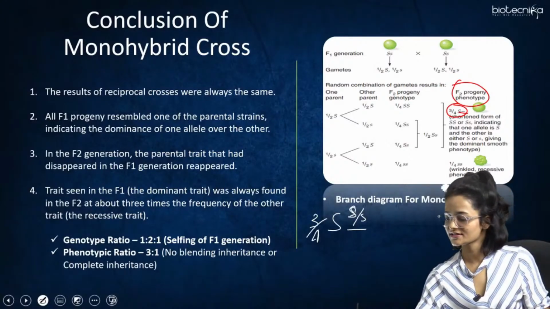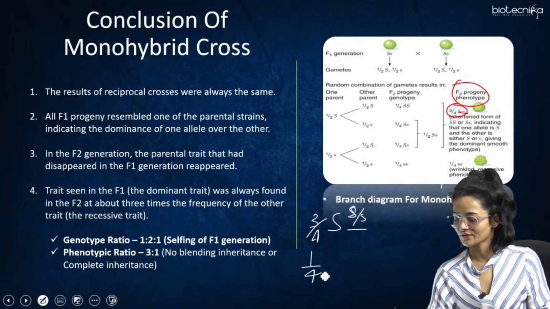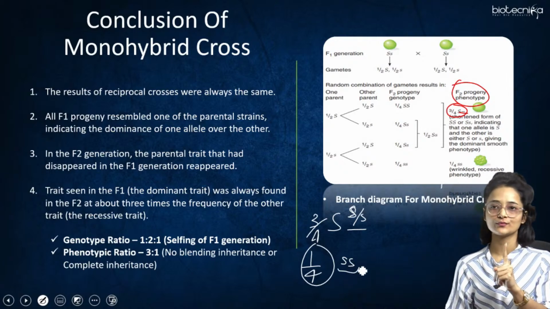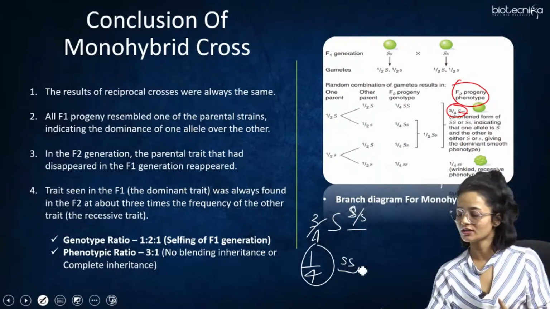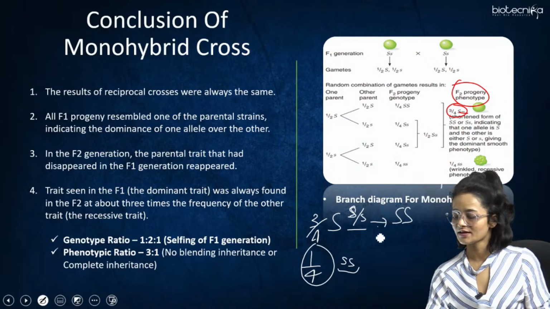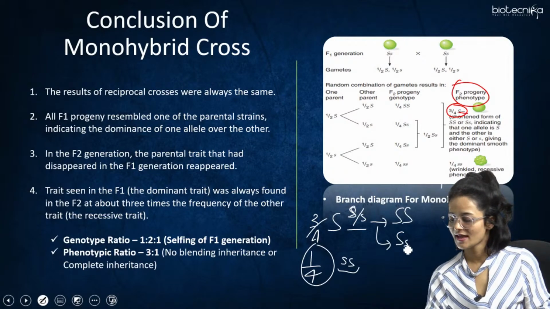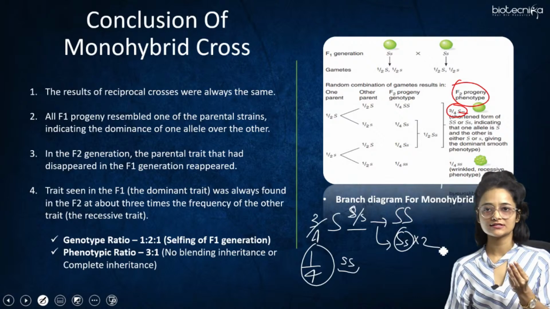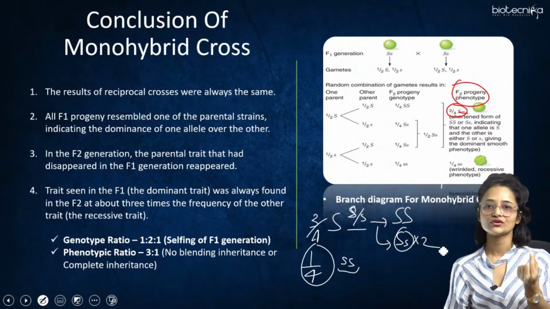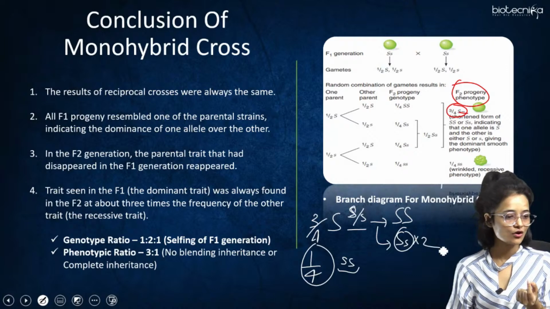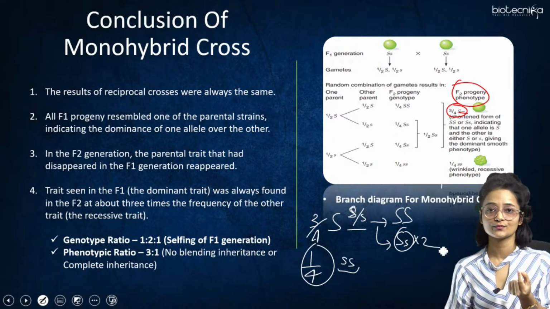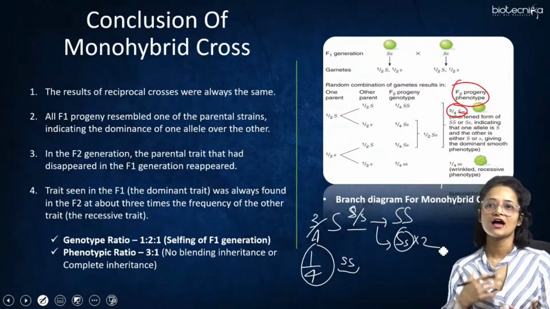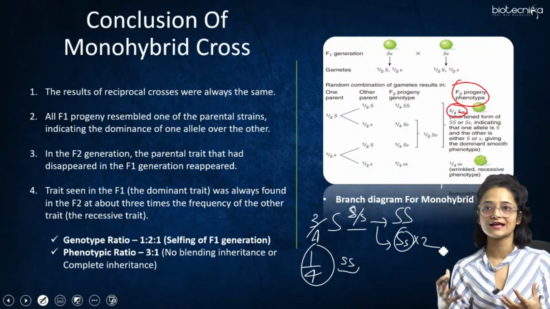And in case of the recessive one, it is showing a 1/4 ratio. That is small s, small s. So this would be only one, and this would be three. Three how? One would be capital S, capital S, and the other would be capital S, small s, and these would be two in number, right? So three are in dominant state and one is in recessive state. So 3:1 is the phenotypic ratio. This is how, through a branch diagram, you can calculate the genotypic and phenotypic ratio. This is for the monohybrid cross; for dihybrid cross and trihybrid cross also you can calculate it like that.